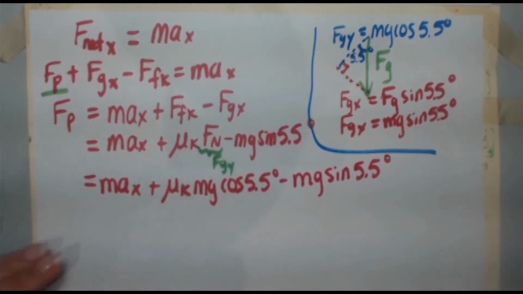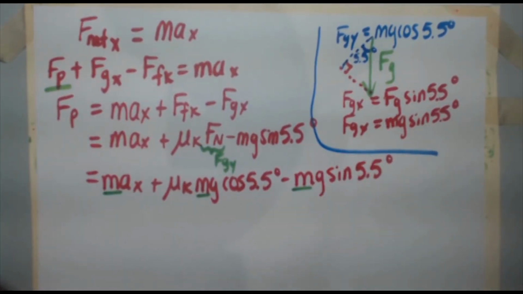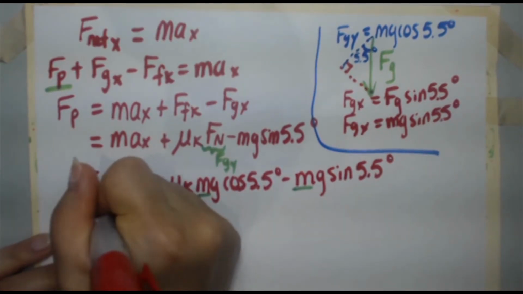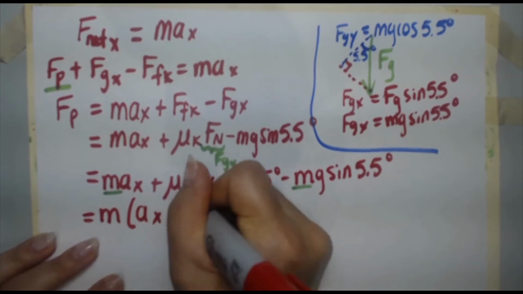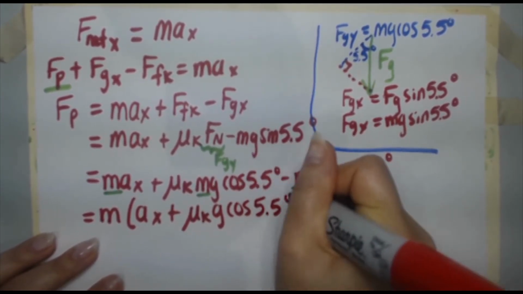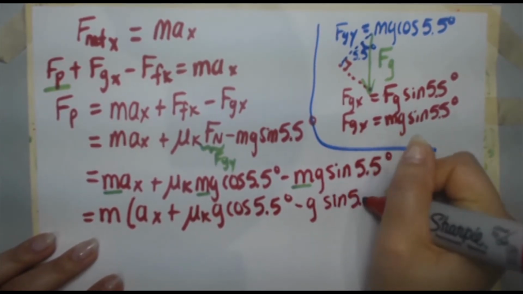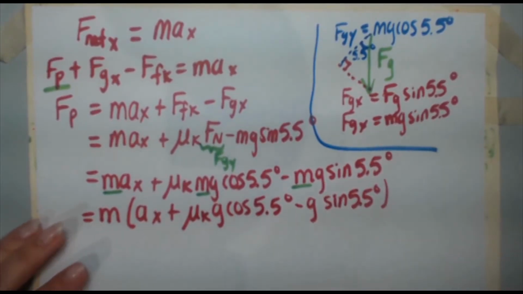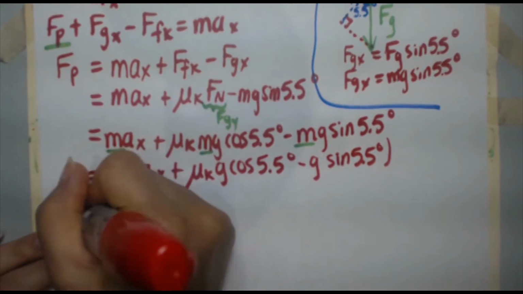Now, another similarity I see, I have mass appearing in every single term, so I'm going to factor that out. If I factor it out, from the first term you're left with ax. From the second term, you're left with mu k g cos 5.5 degrees. From the last term, you're left with g sine 5.5 degrees. Now I can't really simplify the equation any further, so I'm going to start plugging in my numbers.